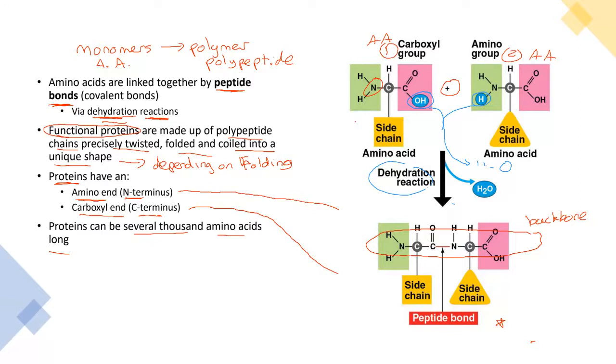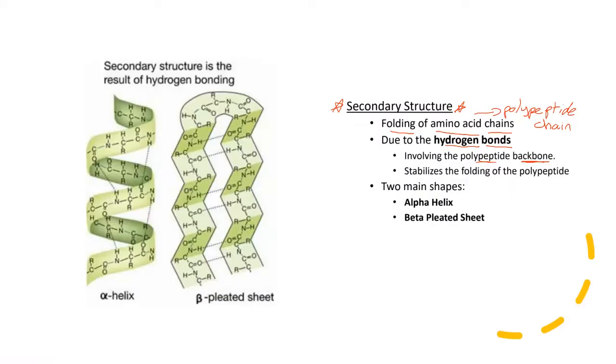Okay, what are we missing from here with amino acids? The R groups, right? But this is not part of the backbone. The backbone is the amino end, the carboxyl end, and the carbon in the middle. That's going to be the backbone of your polypeptide chain. So now we go over here.